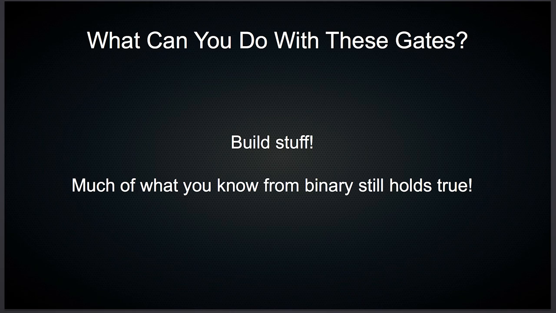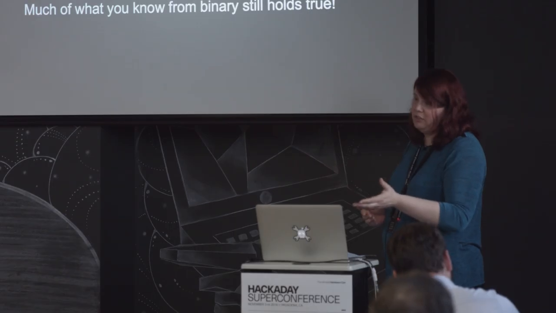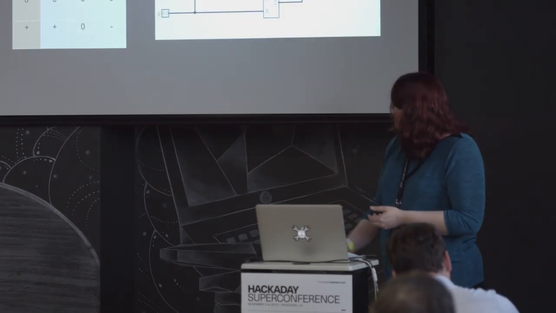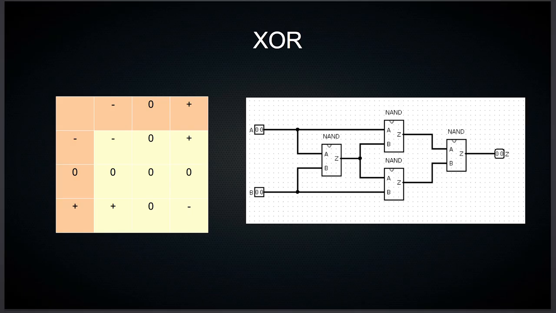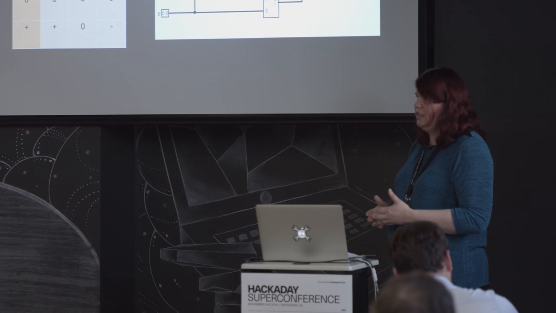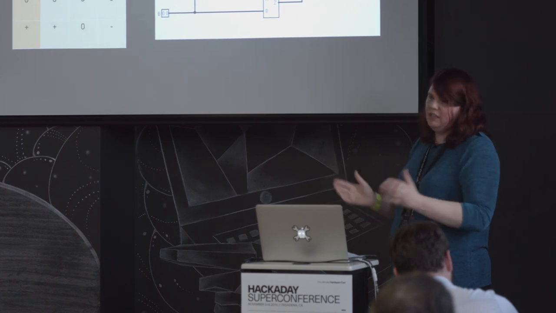Pretty much everything you know in binary still holds true after you have those basic gates. For instance, if you've ever looked at building a NAND gate out of a binary, and you build the same gate in ternary, it will hold true. So it's not really a huge change in thinking, but you do get a much tighter data density overall.